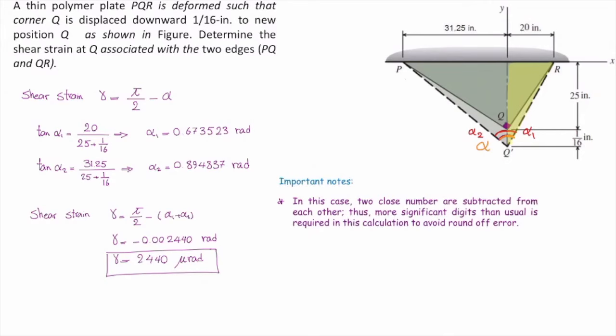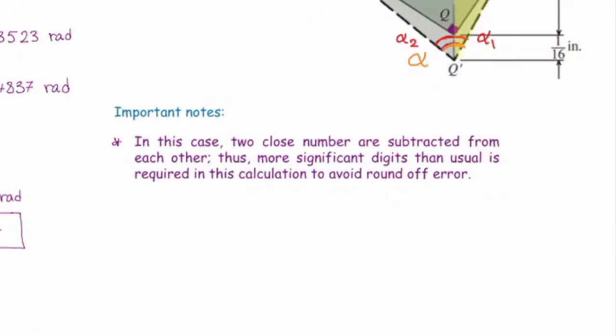But in other calculations in mechanics of materials, we can work with 3 or 4 digits, and those should be sufficient, and they will give us accurate results, but not in this case. The second important note that I have here is the calculation of alpha 1 and alpha 2. In this case, I can't say alpha 1 is equal to tangent of alpha 1. Similar to that, we can't say alpha 2 is equal to tangent of alpha 2.